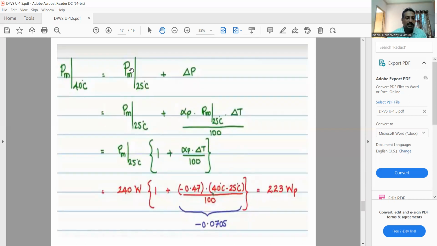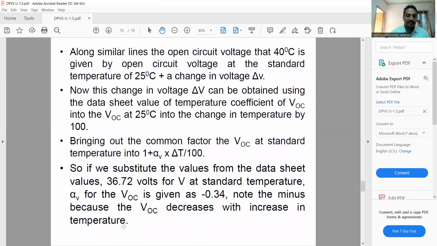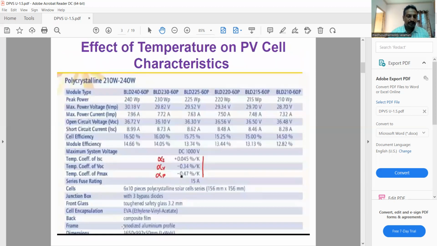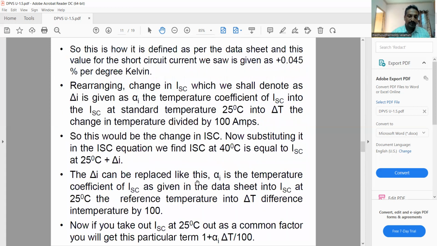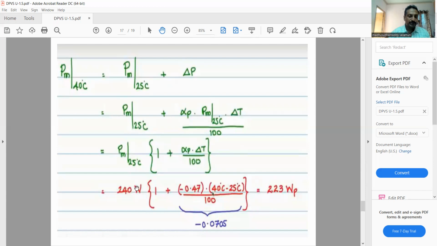So we need the change in maximum power. What is the same formula? Here also you'll see delta P: alpha P into P_M at 25 degrees centigrade into delta T by 100. So P_M we'll take common: 1 plus alpha P into delta T by 100. Here we need the data sheet. What is P_M? 240 watts. And what is alpha P? Minus 0.47. So P_M is 240 watts and alpha P is minus 0.47.